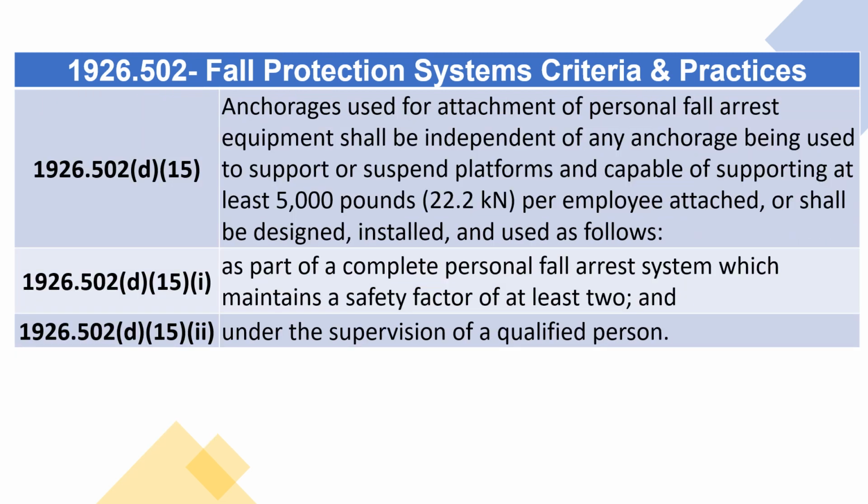1926.502 D15: Anchorages used for attachment of personal fall arrest equipment shall be independent of any anchorage being used to support or suspend platforms, and capable of supporting at least 5,000 pounds (22.2 kN) per employee attached, or shall be designed, installed, and used as follows: 1926.502 D15(1) through D15(2), as part of a complete personal fall arrest system which maintains a safety factor of at least 2, and under the supervision of a qualified person.